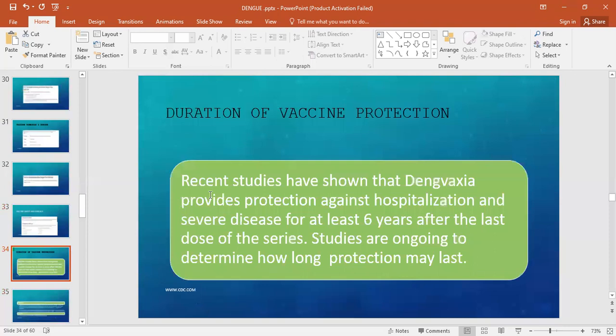What is the duration of vaccine protection? Recent studies have shown that the dengue vaccine provides protection against hospitalization and severe disease for at least 6 years after the last dose of the series. Studies are ongoing to determine how long protection may last.